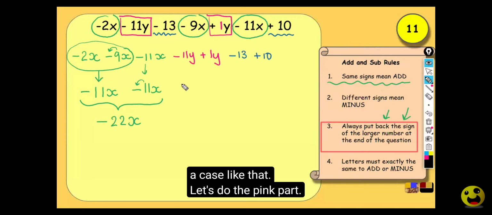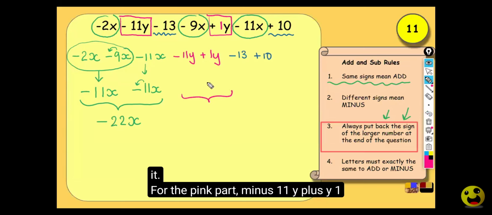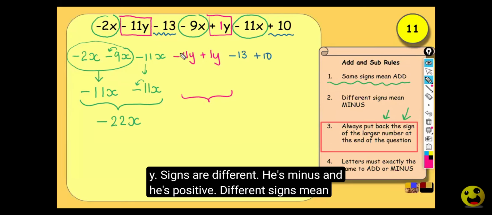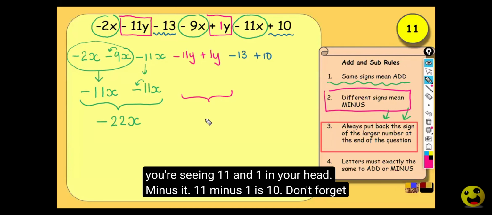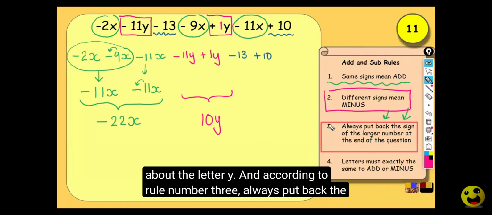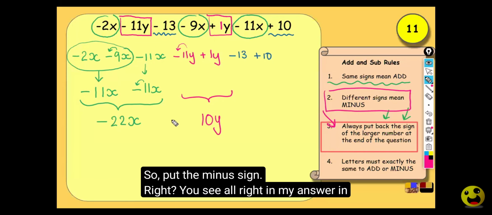Let's do the pink part. Oops, that's not pink. Let me color code it. For the pink part, minus 11y plus 1y. Signs are different. He's minus and he's positive. Different signs mean what? Minus. So you're seeing 11 and 1 in your head. Minus it. 11 minus 1 is 10. Don't forget to put back the letter y. And according to rule number 3, you always put back the sign of the larger value. 11 is larger than 1. So put the minus sign. Right? You see, all right, my answer in one straight line.